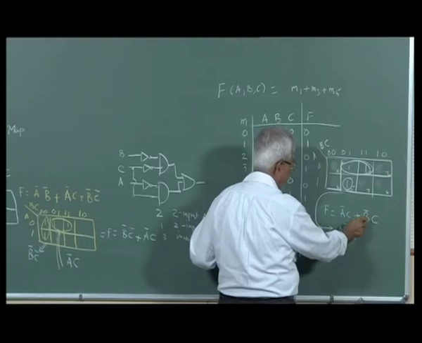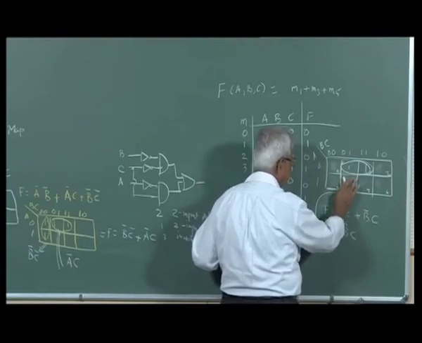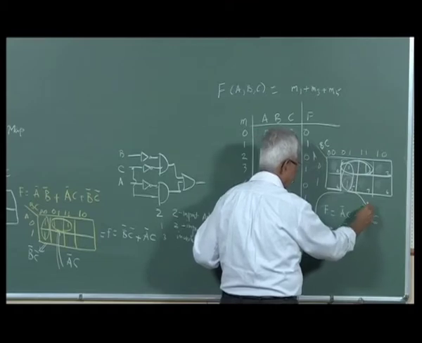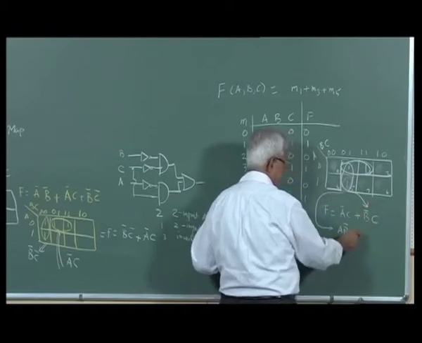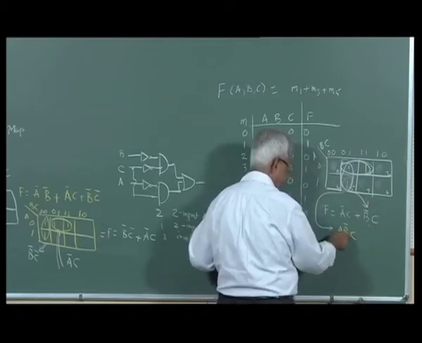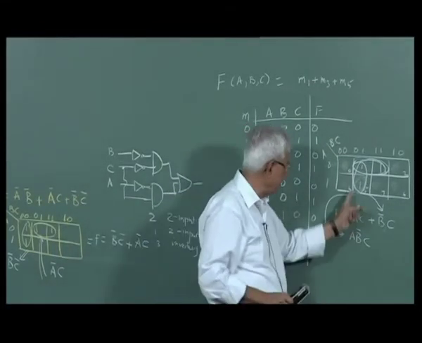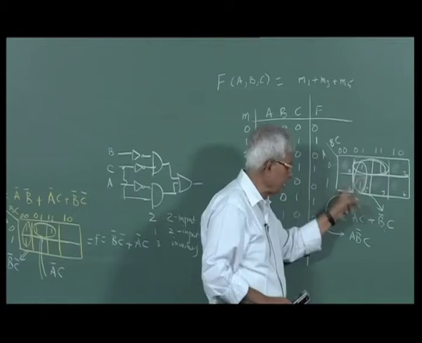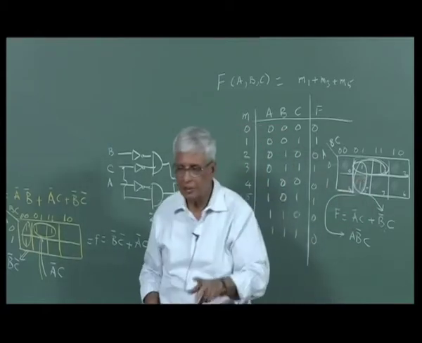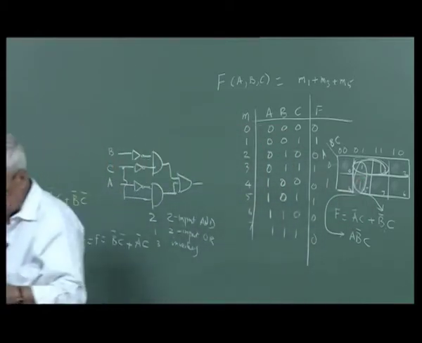But if we cover this way, it comes B bar C. So this will be simpler than this. This is a 2 input AND gate, this is a 3 input AND gate. So why should I cover it this way when I can cover it this way? So the rule is: cover all the ones at least once.